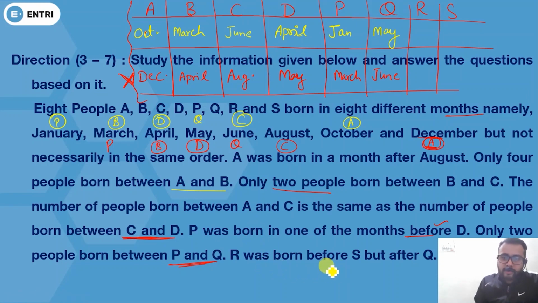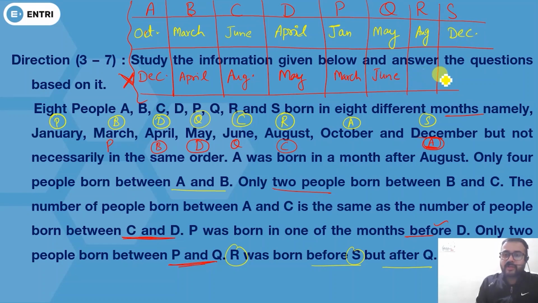R was born before S but after Q. See one thing. R was born before S but after Q. We know Q. So R was born after Q. So after Q, you have one option here. So you can say R was here. So where will be S? So S will be in December. So R will be born in August and S will be in December.